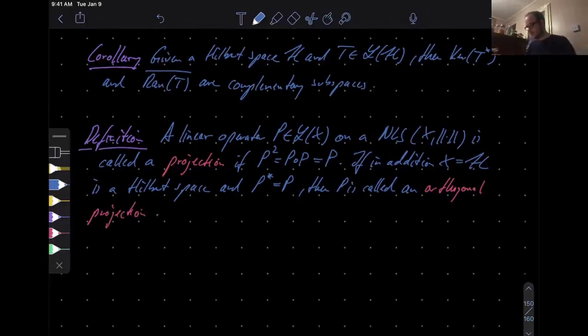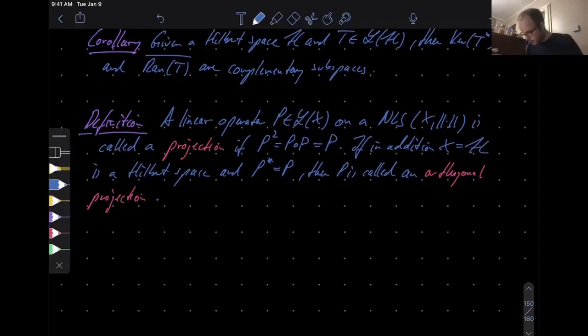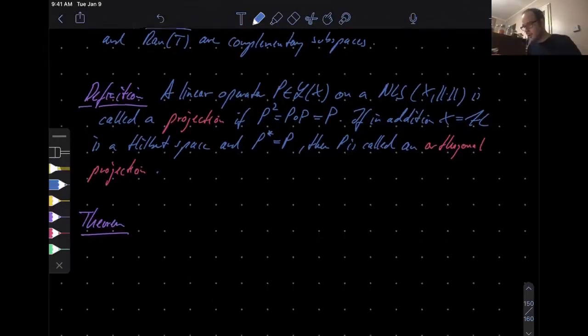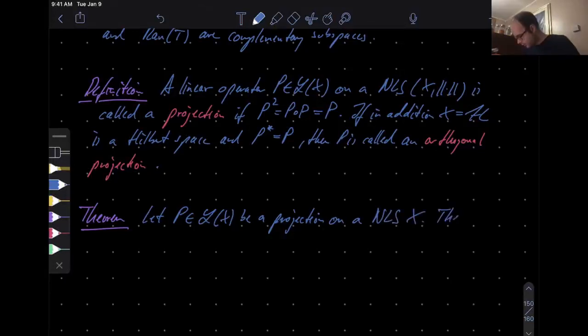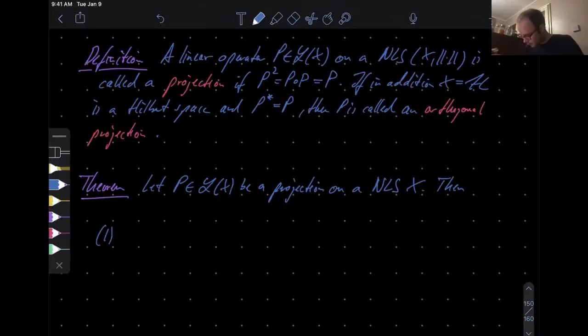Good. So that's the definition, and now it turns out, using pure algebra, which has nothing to do with analysis, just algebra and this definition, there are a few nice properties around. So let P be a projection on a normed linear space X. Then, three properties. Number one, if you look at Q, which is identity minus P, then first off, this is again a bounded linear operator, that's clear. Moreover, it is also a projection.